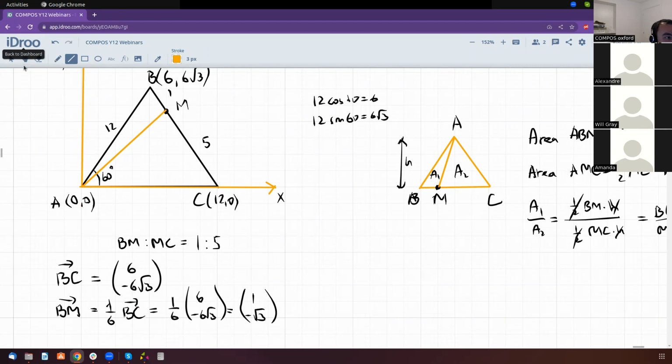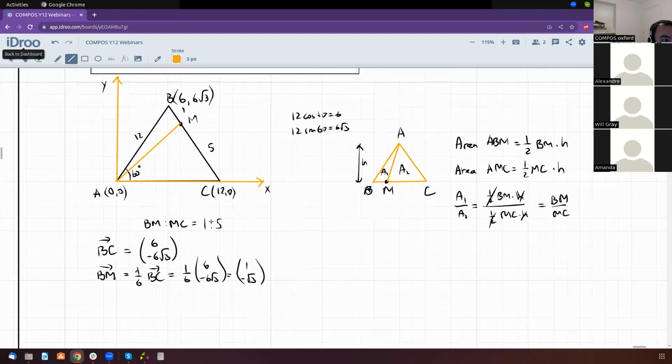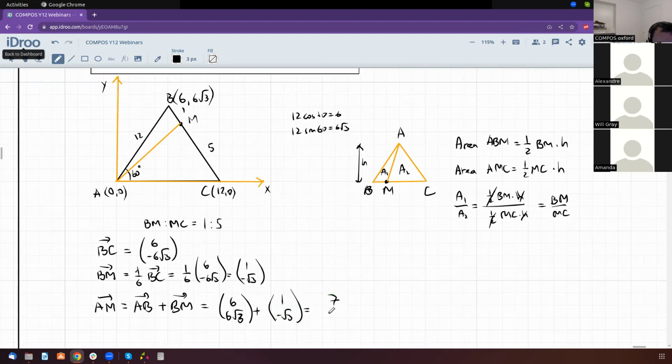Finally, what do we need to find? Sorry, the length of AM. So vector AM is AB plus BM, and that's AB, which is 6 square root of 3, plus BM, which is 1 minus square root of 3, which gives 7 and 5 square root 3.